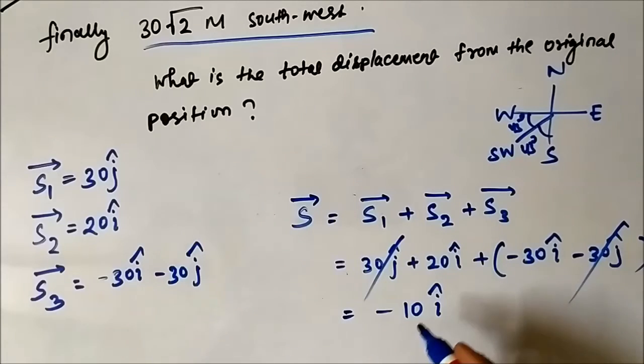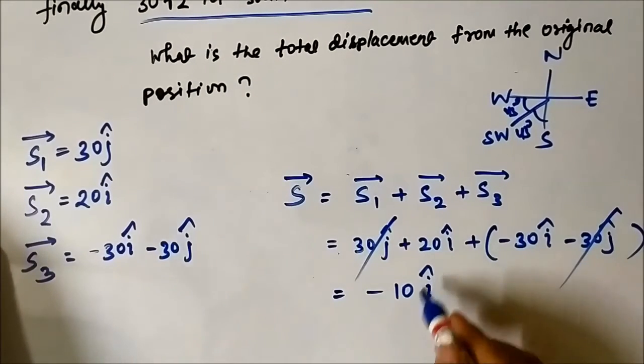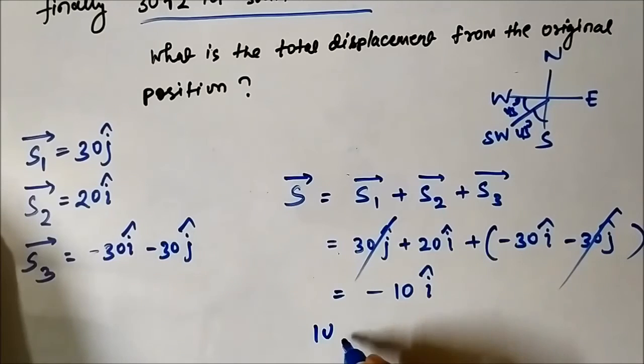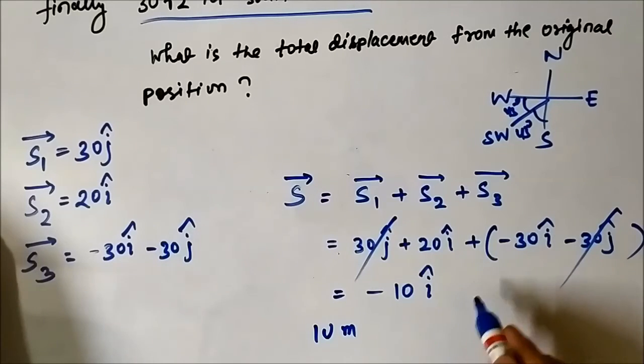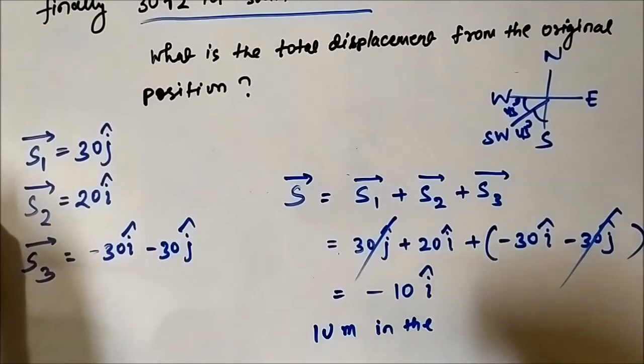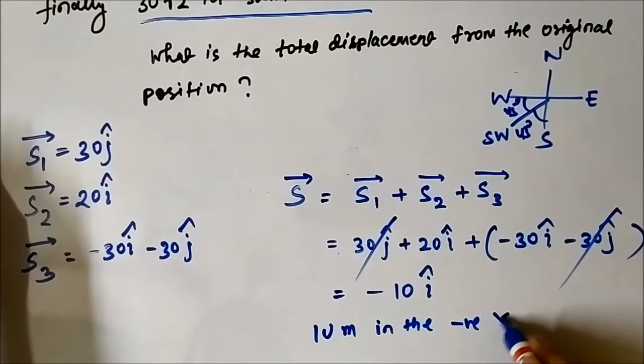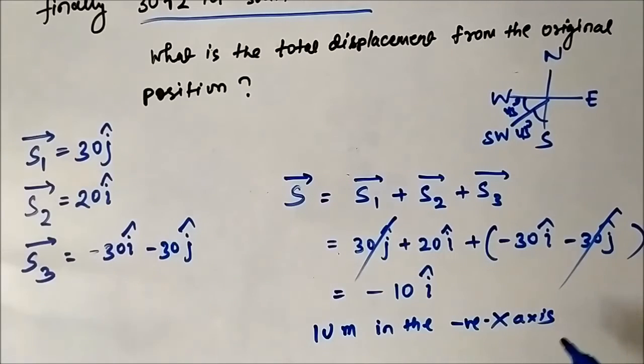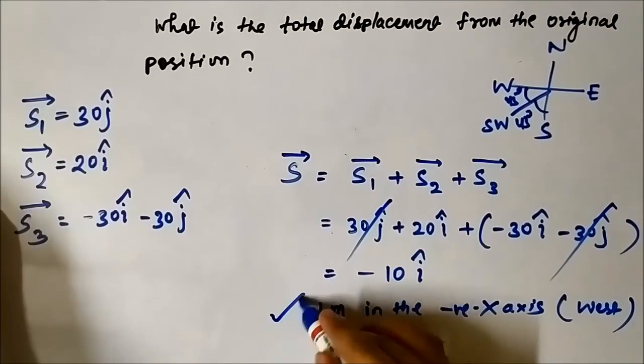So the net displacement is 10 meters in magnitude, and minus I cap means in the negative x axis direction. Okay, in the negative x axis, or you can call it west. Okay, west, 10 meters west is the net displacement. This is also correct.